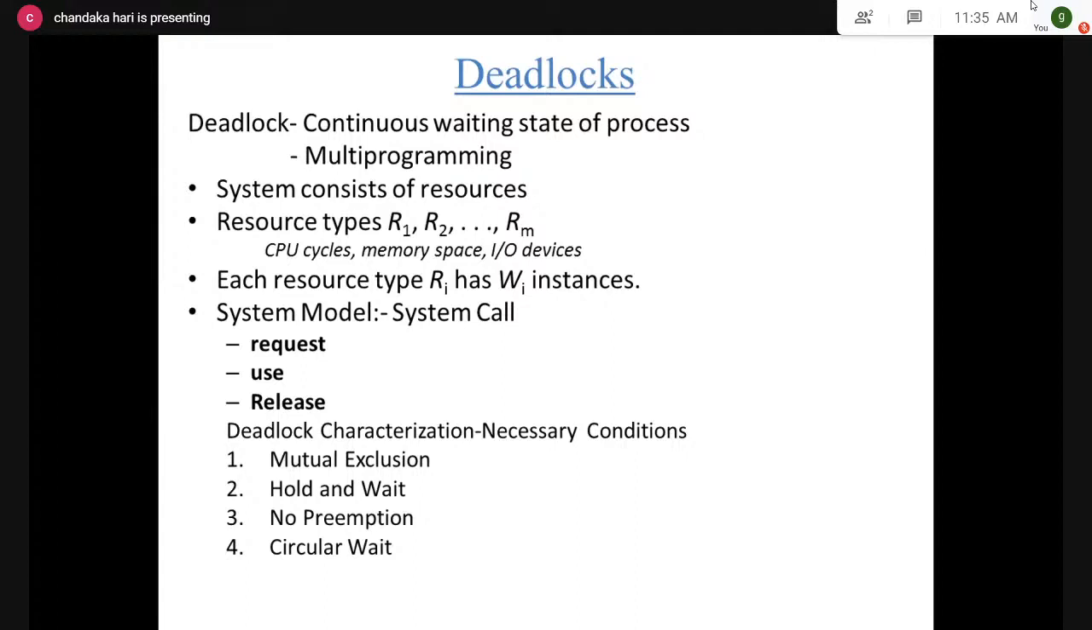Any one of the conditions is sufficient. But the beauty in this is that once the deadlock is obtained, if you verify it, all four conditions simultaneously hold. That is the beauty of this. These are the necessary conditions in order to enter into a deadlock state.